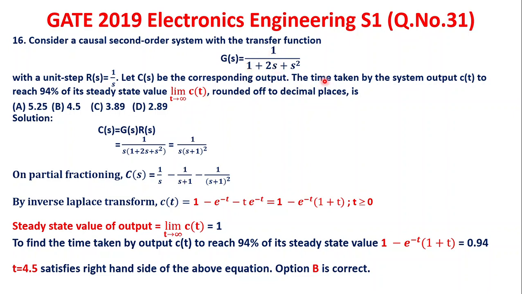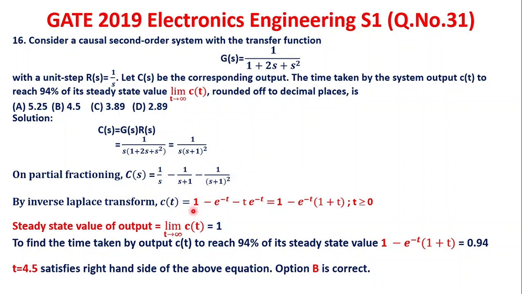So G(s) is given and we know R(s) is 1 by s. The transfer function is output by input, therefore the output is the transfer function multiplied by the input. So 1 by (1 plus 2s plus s square) into 1 by s. If you simplify this, s square plus 2s plus 1 is (s plus 1) whole square. So it is 1 by s into (s plus 1) whole square. Do the partial fraction, and you get it like this.